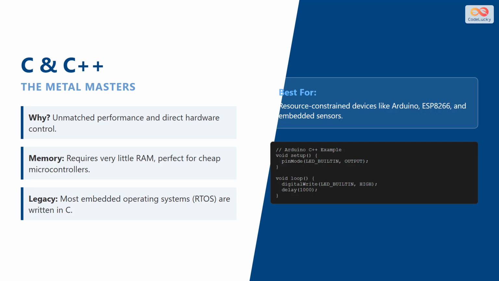C and C++ are often called the metal masters because they run closest to the bare metal of the hardware. They are the industry standard for microcontrollers. Their primary advantage is performance and control. They allow you to manage every single bit of memory, which is essential when working with cheap chips that have very limited resources. If you are coding for Arduino or writing an embedded operating system, these are the languages you will use.